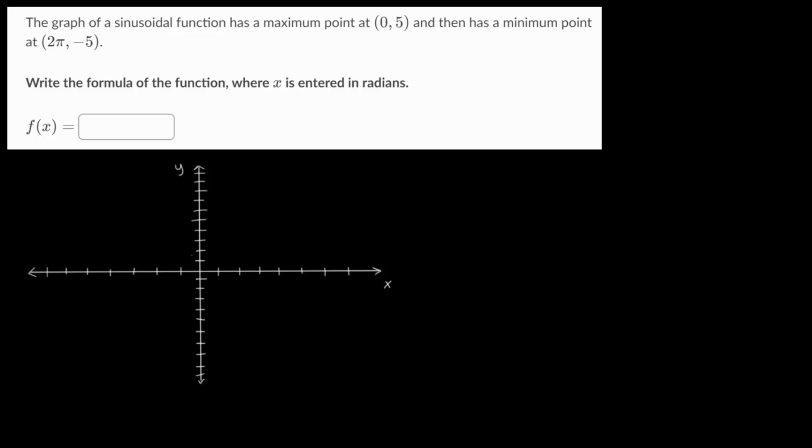In this video, I'd like to continue talking about constructing sinusoidal functions. And for this example problem, we will be given information about our sinusoidal function. For instance, that it has a maximum point at (0, 5) and a minimum point at (2π, -5). And we will need to find a formula for this function.